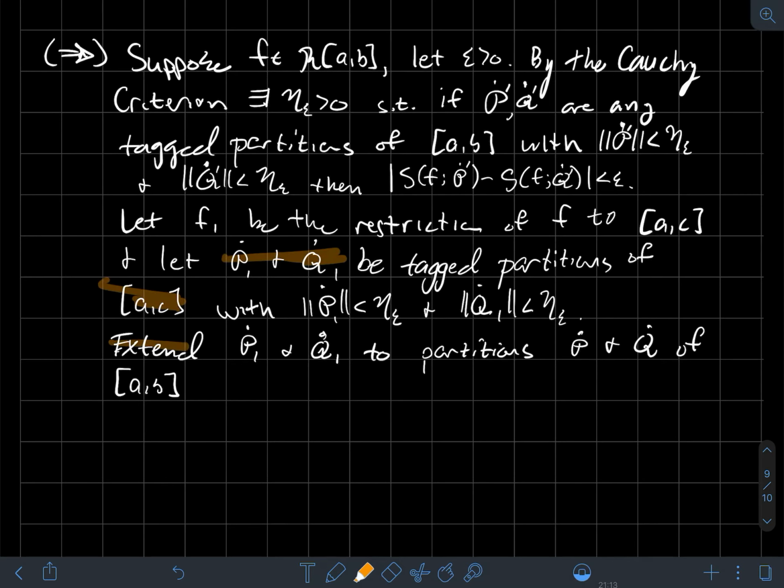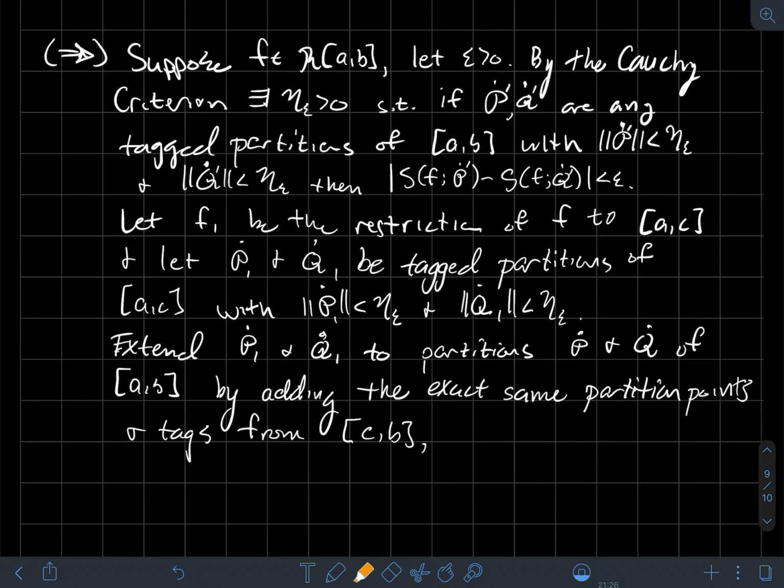What I'm gonna do is extend them to a partition of A to B. And so what have I gotta do then? I'm just gonna add some things to this partition, some subintervals from C to B and some tags from C to B. And how I'm gonna do that is I'm gonna make sure that I add the exact same subintervals and tags from C to B.